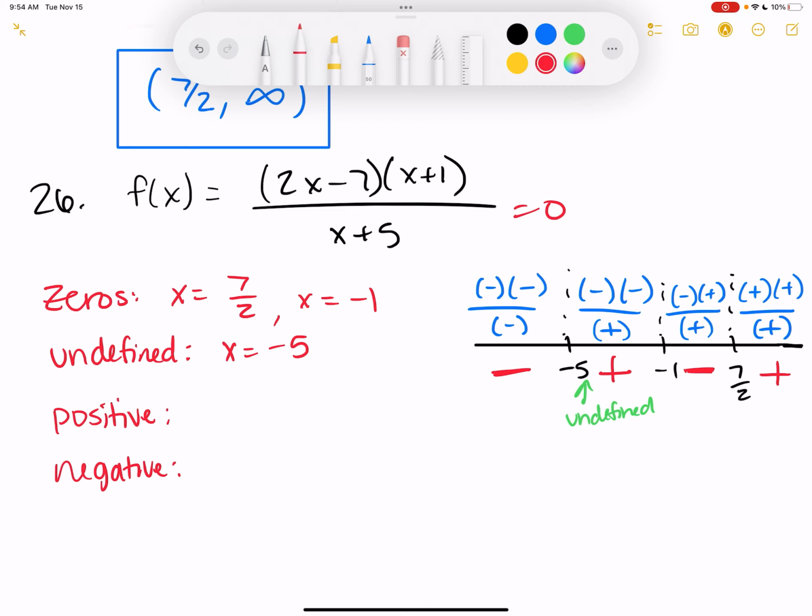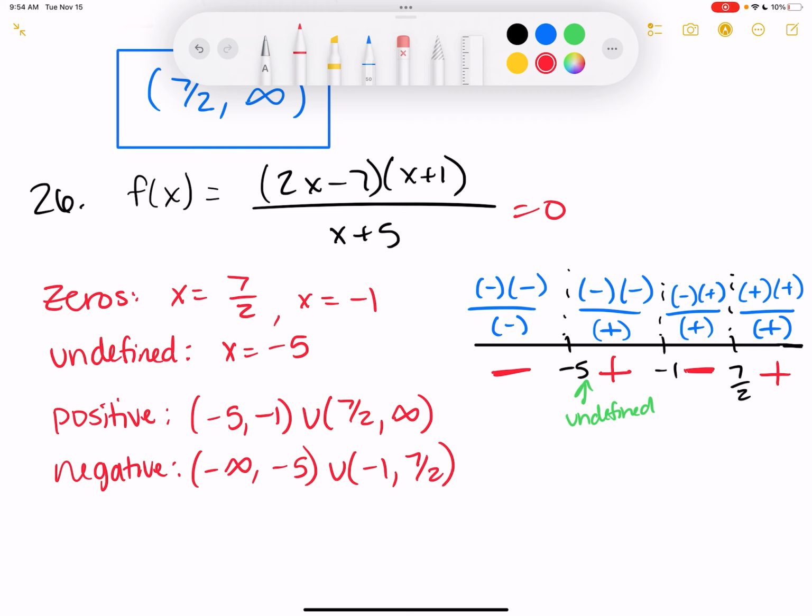So it's positive from -5, not including, to -1, union 7/2 to infinity. And it's negative from -infinity to -5, union -1 to 7/2. So these aren't really hard, they're just tedious, I guess. That's the right word for it.